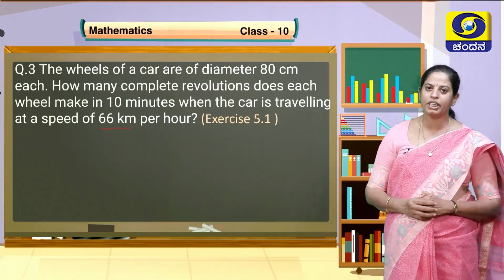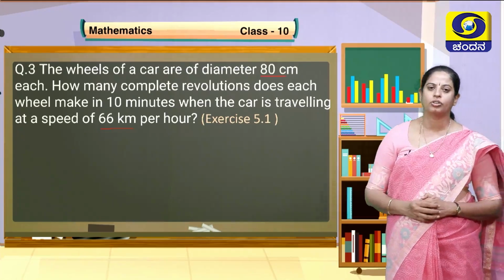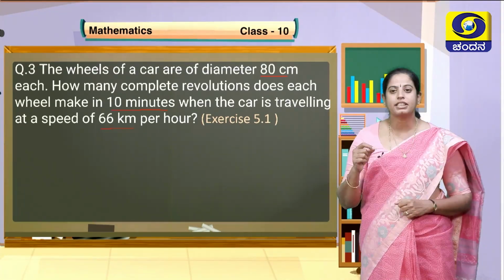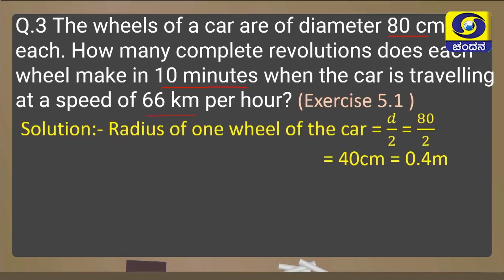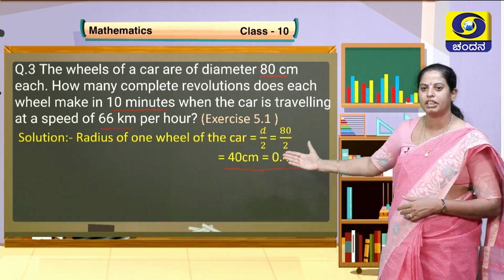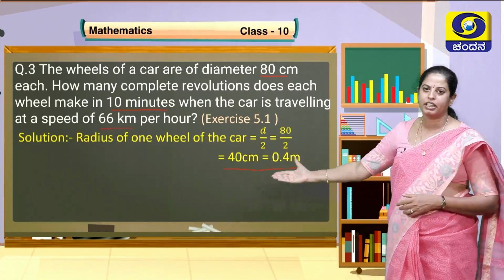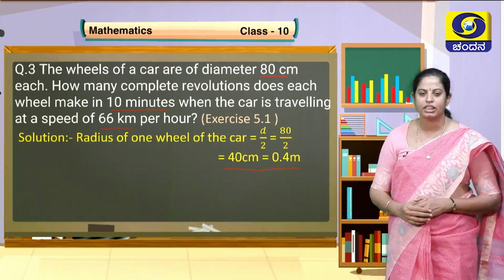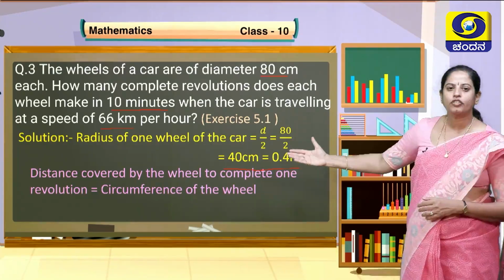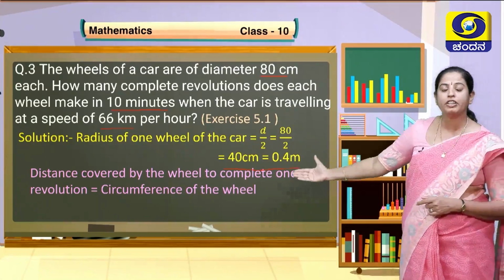Here, to find the complete revolutions, let us write what is given. The given is radius of one wheel of the car; diameter is given. If you take half of the diameter, that gives the radius, that is 40 centimeter. I am converting the centimeter unit to meter. When you convert 40 centimeter into meter, 40 divided by 100, the zeros cancel, 4 by 10 is 0.4 meter.